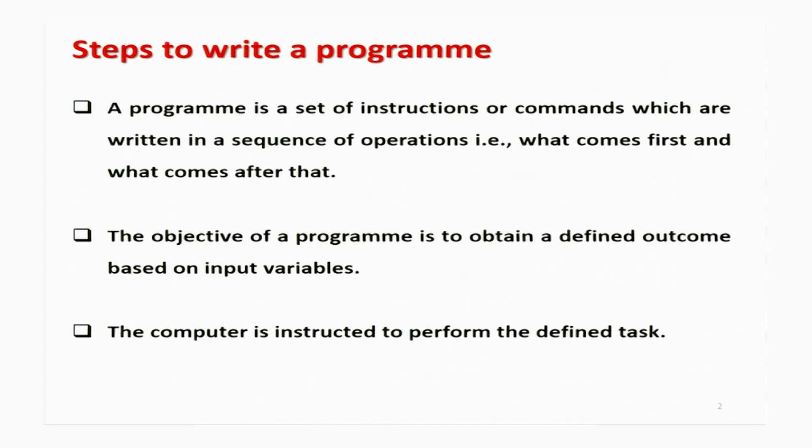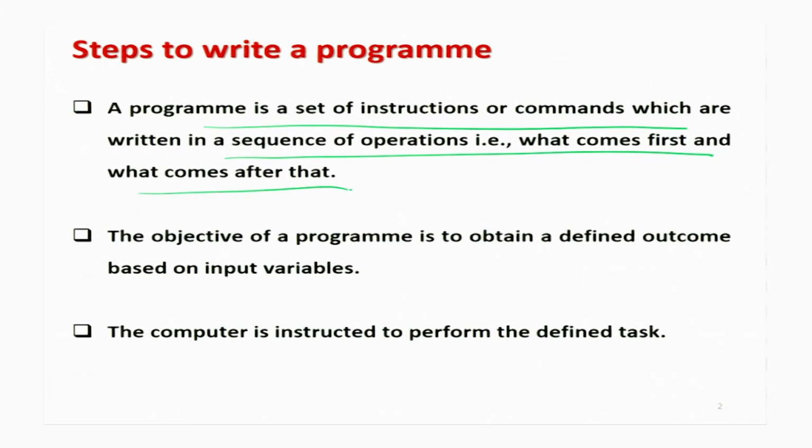So you see, the first question comes here: what is a program and what are the different steps to write a program? A program is simply a set of instructions or commands which are written in a sequence of operations, so whatever you want to do first is written first, and whatever you want to do in the second step is written at the second step, right? Whatsoever comes first and whatsoever comes after that, all the instructions are given in a sequence, right? And the objective of a program is to obtain an outcome which is predefined and which is based on some input variables and some given mathematical function.